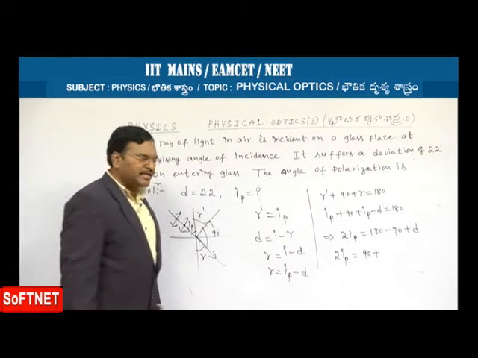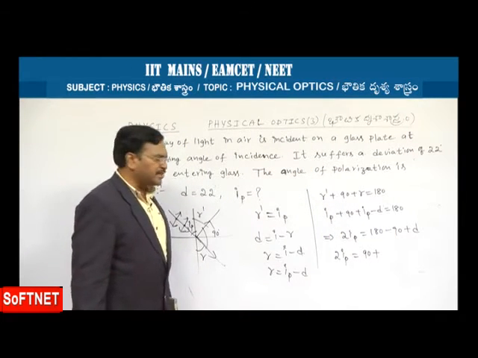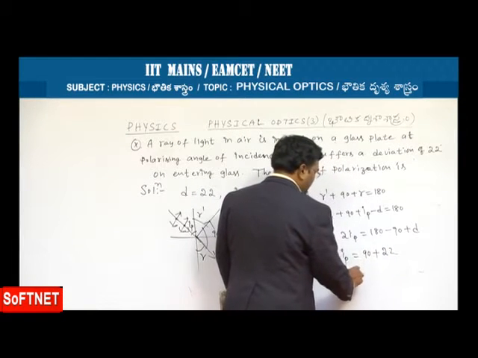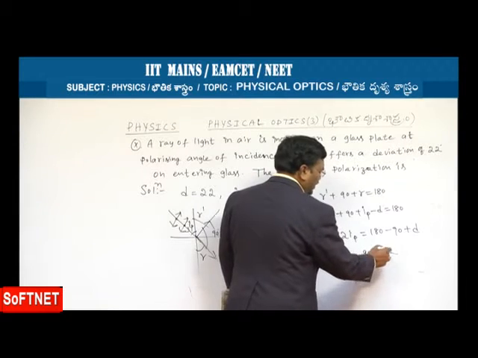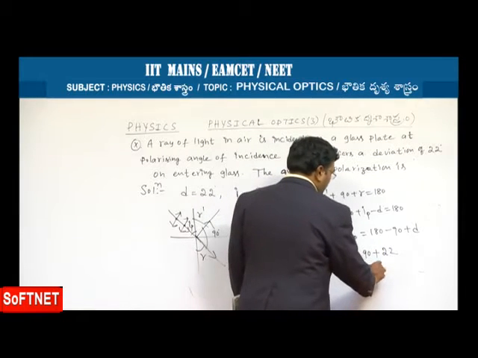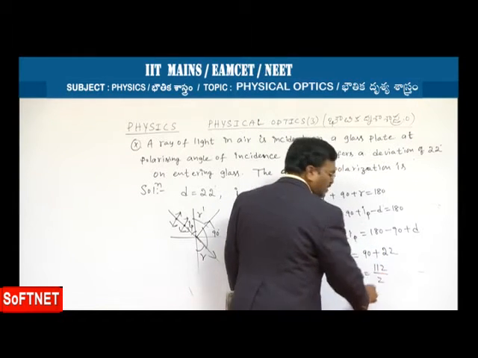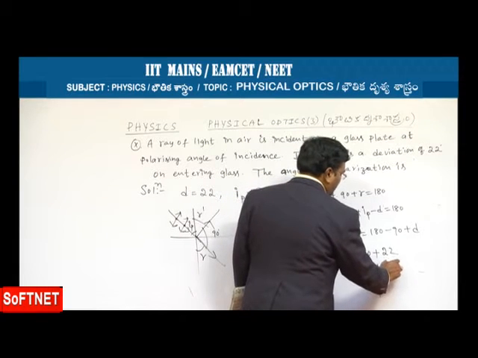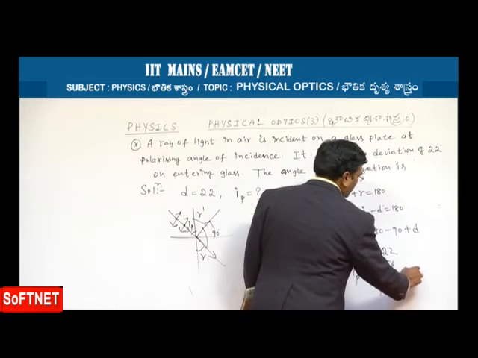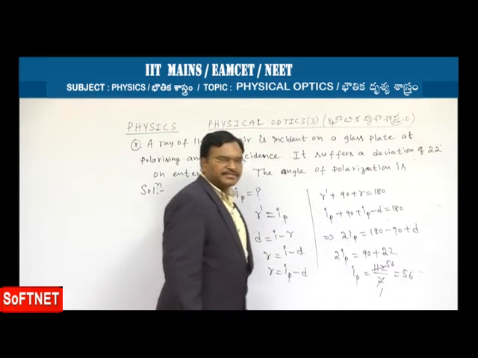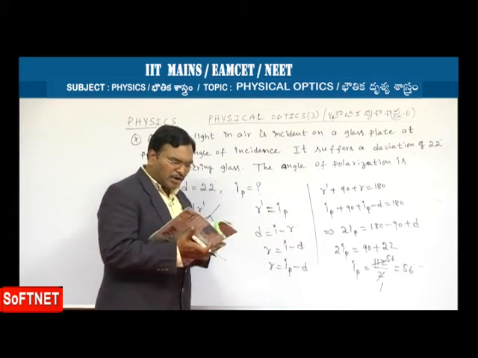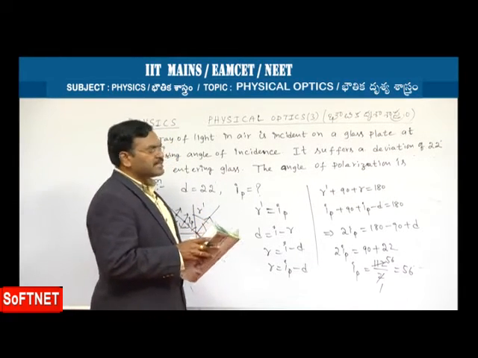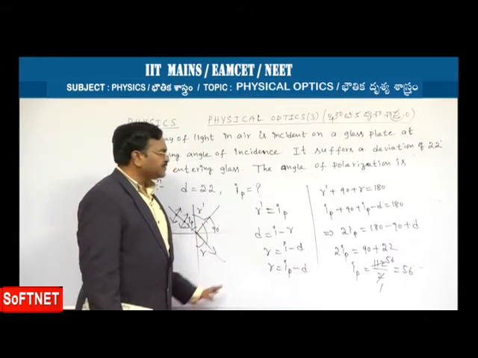According to the question, deviation is 22 degrees. From this, the angle of polarization is equal to (90 plus 22) by 2, 112 by 2, which is 56. What is the answer now? 56 degrees. Is it clear? Here we have options 90, 56, 68 and 0. 56 degrees only is correct.